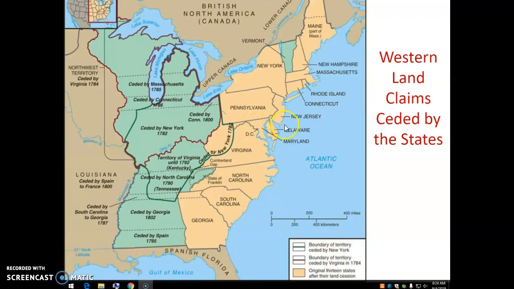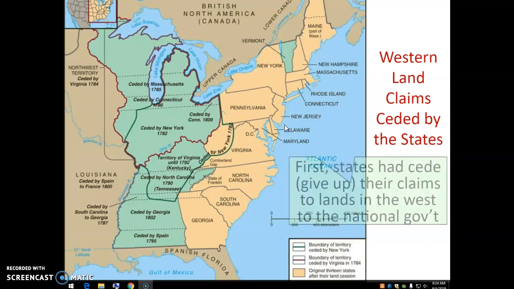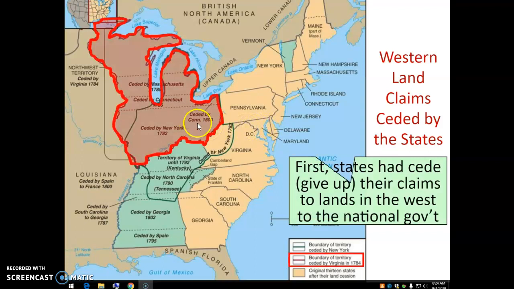So the first step was for these states, they had to basically give up the land. They had to concede it to the national government. And this is exactly what they did. And you can see here which states ceded the lands, which makes it kind of interesting because you would wonder, well, why does Massachusetts think that they own this land? Why does Connecticut? Why does New York think they own all this land? You can see what we talked about earlier, that states were overlapping each other.